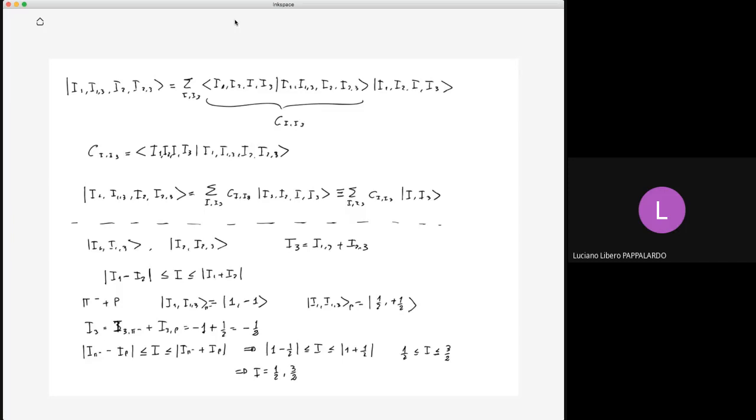Now, since we have two possible values, we have to write down the isospin wave function, so the isospin state, okay, in terms of the Clebsch-Gordan coefficients that we just introduced. So let me take a new page.